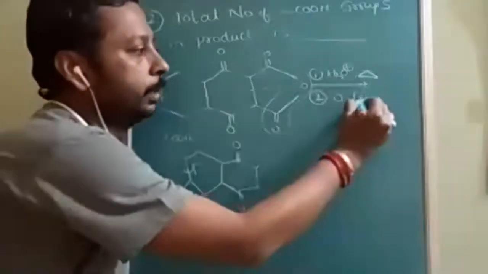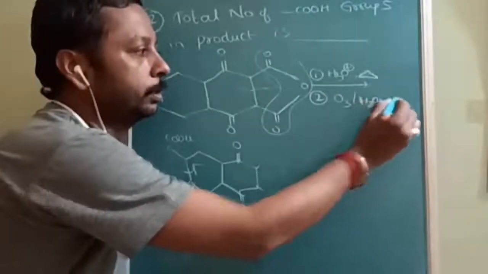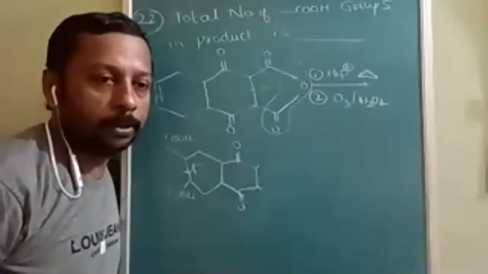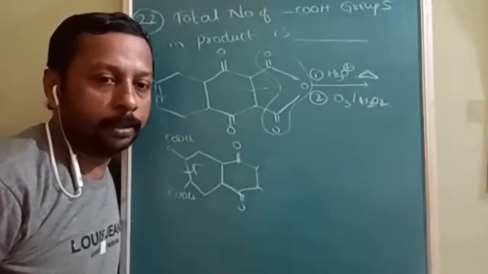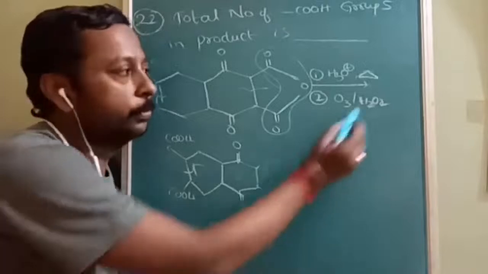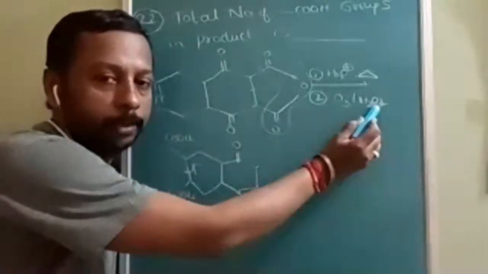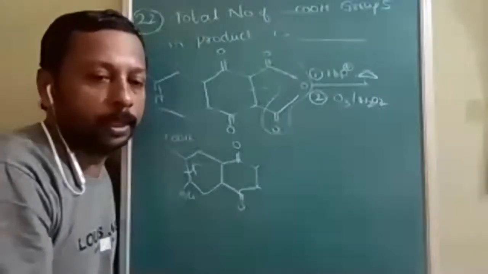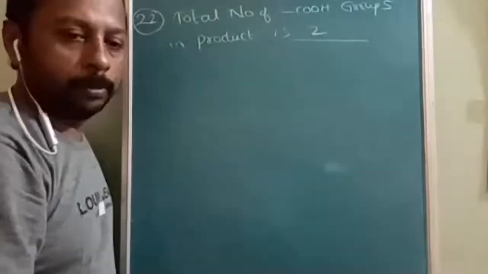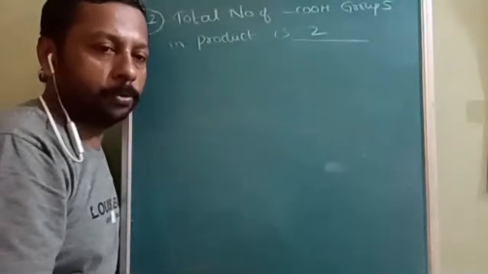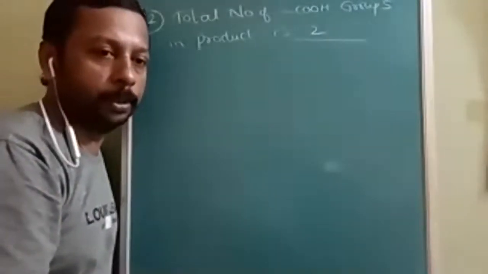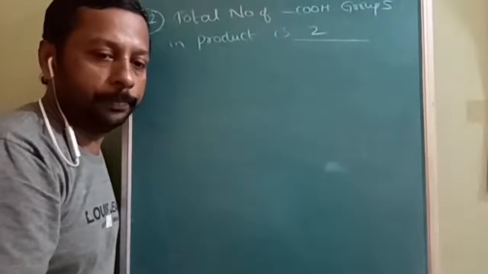Is it oxidative ozonolysis or reductive ozonolysis? There are two types of ozonolysis, oxidative and reductive. If I am using H2O2, that is oxidative ozonolysis. If I write H2O, then it is reductive ozonolysis. The answer to this question is 2. Integer type question, question number 22. Next, we will go to question number 23.